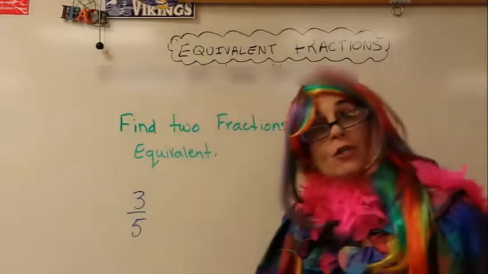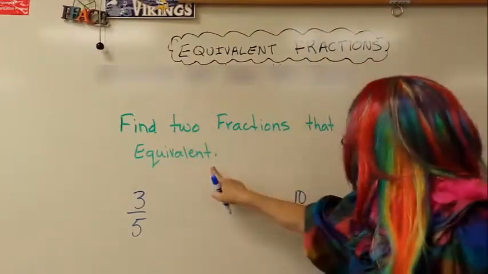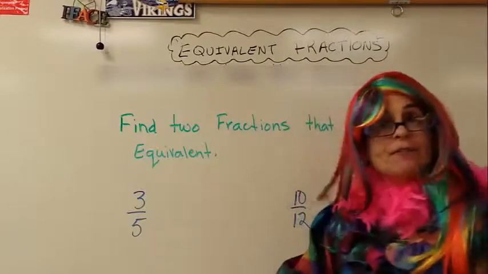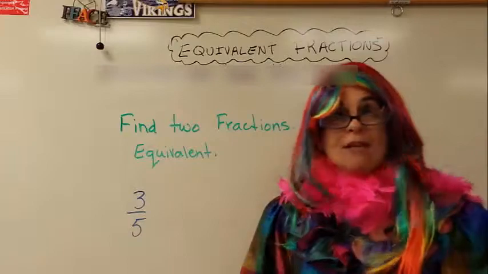Well, here we are. Here are the directions. It says find two fractions that are equivalent to 3/5. Well, just like we did before, we're going to multiply the numerator and the denominator by the same number.